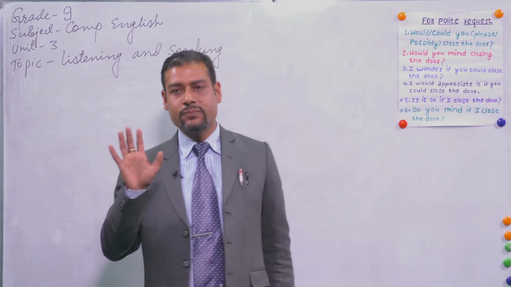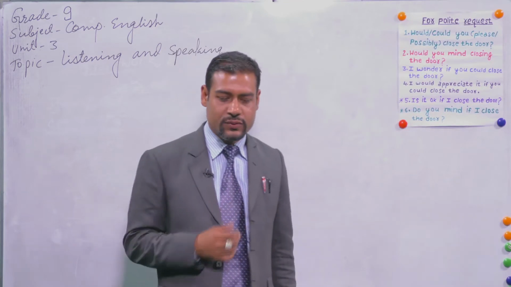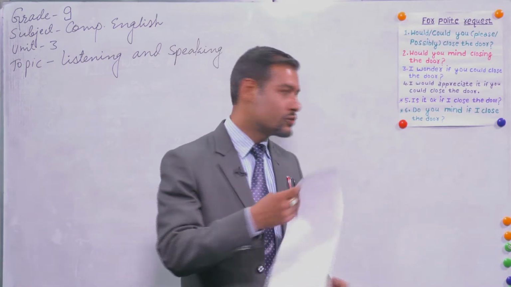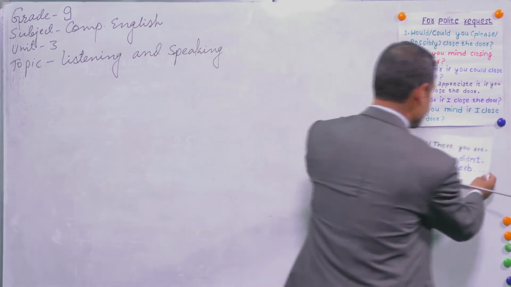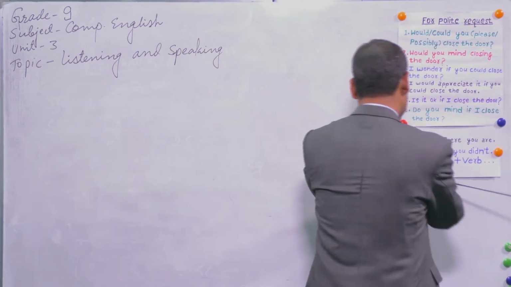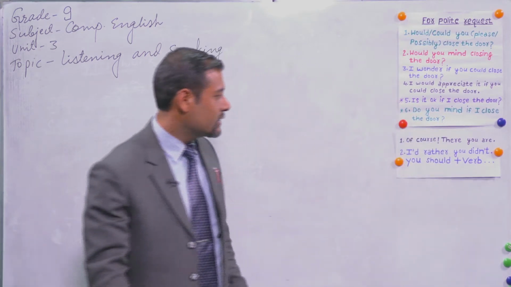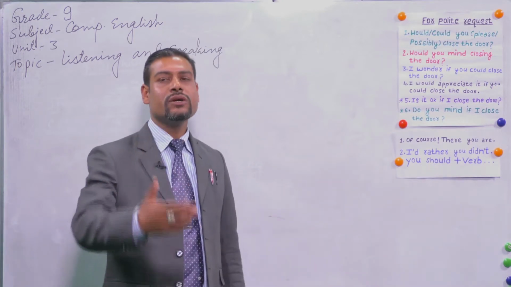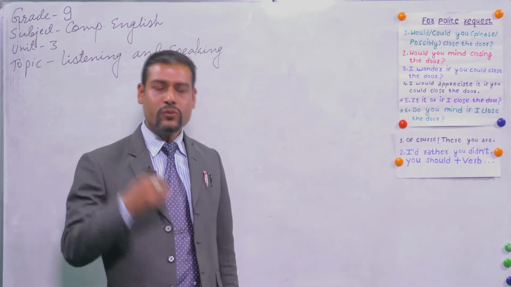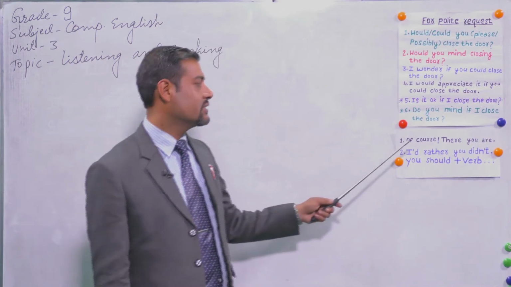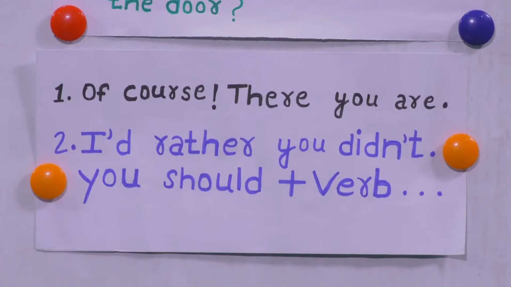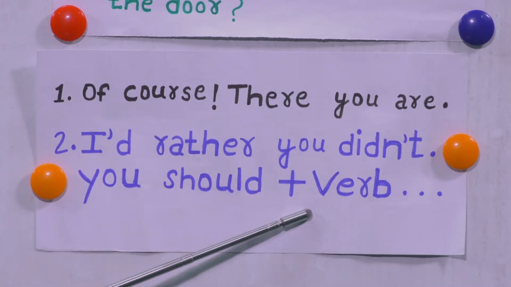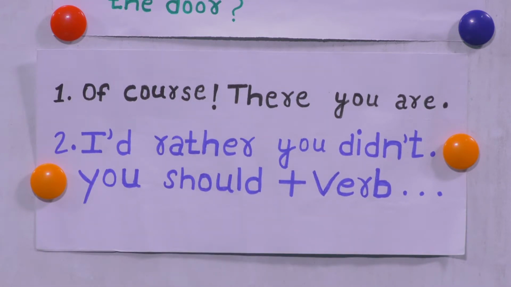And can you guess what can be the positive response and negative response of this polite request? I just like to show it. See, what is written there in number 1? Yes, of course, there you are. If you want to respond positively, you can use this one. Of course, there you are. If you want to respond negatively, then again we have, I would rather you didn't, plus, according to the situation, according to the request, we have to use the verb.